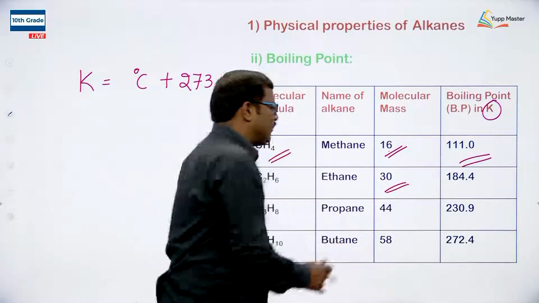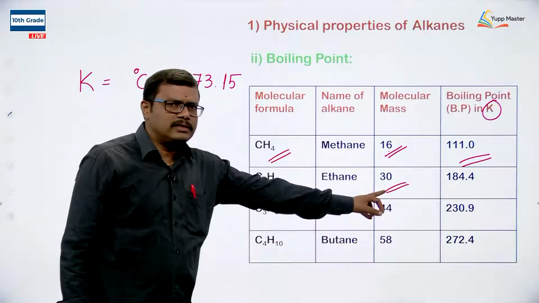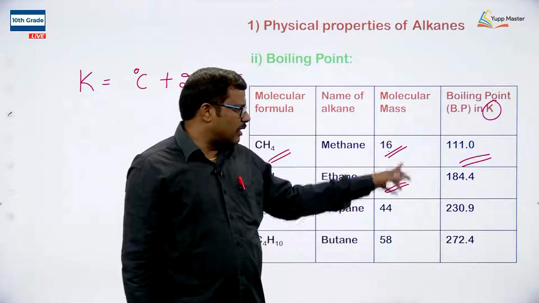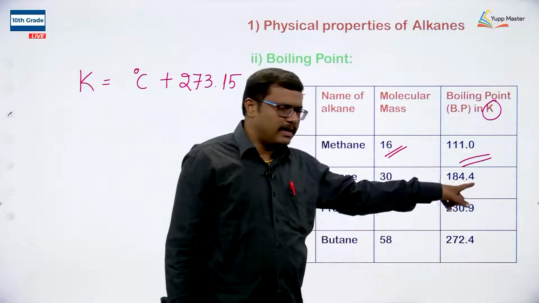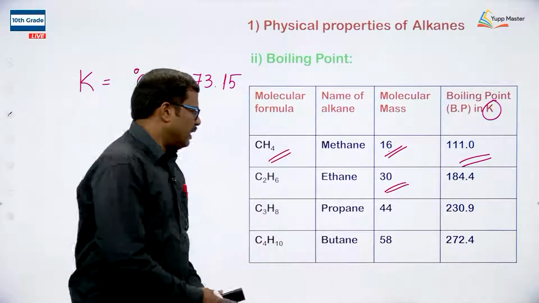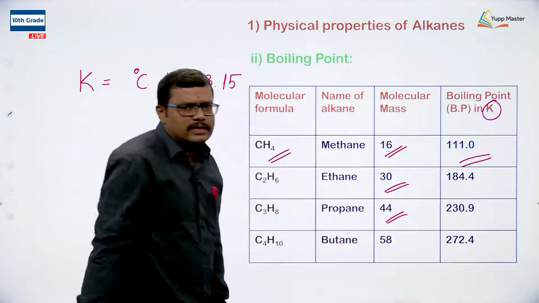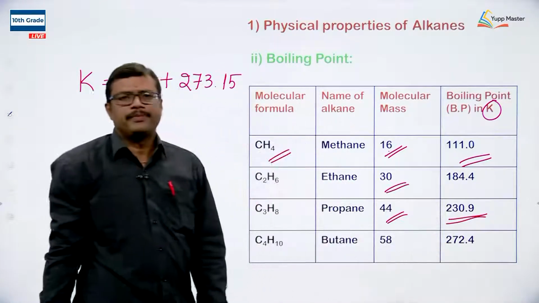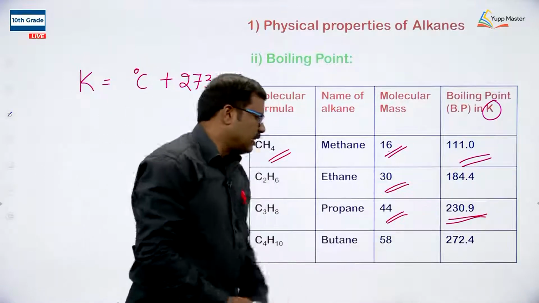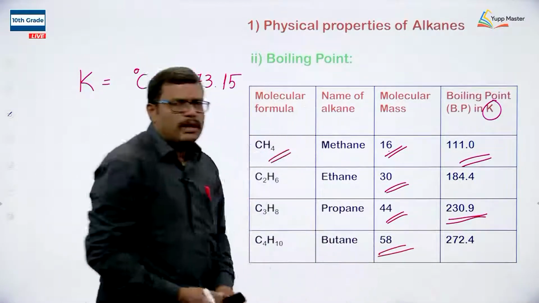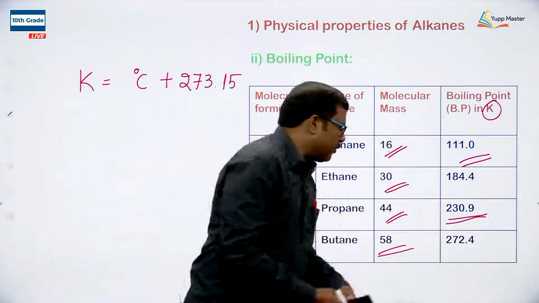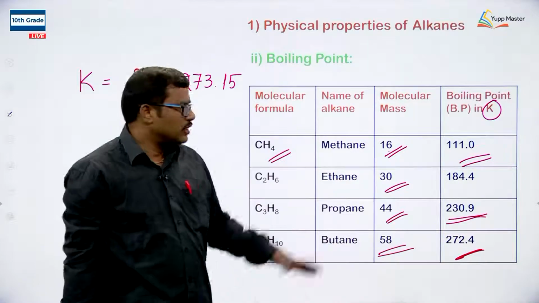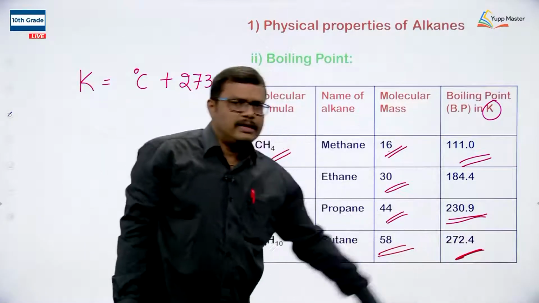In case of ethane, what is the molecular mass? It is 30. What is the boiling point? It increased. So, with the increase in the molecular mass, boiling point is increasing, 184.4 kelvins. In case of propane, the molecular mass increased to 44 from 30. So, here the boiling point, if you observe, is 230.9 kelvins, it increased. Similarly, for butane, molecular mass is 58, boiling point is 272.4. So, still the value is increasing. With the increase in molecular mass, boiling point is increasing.